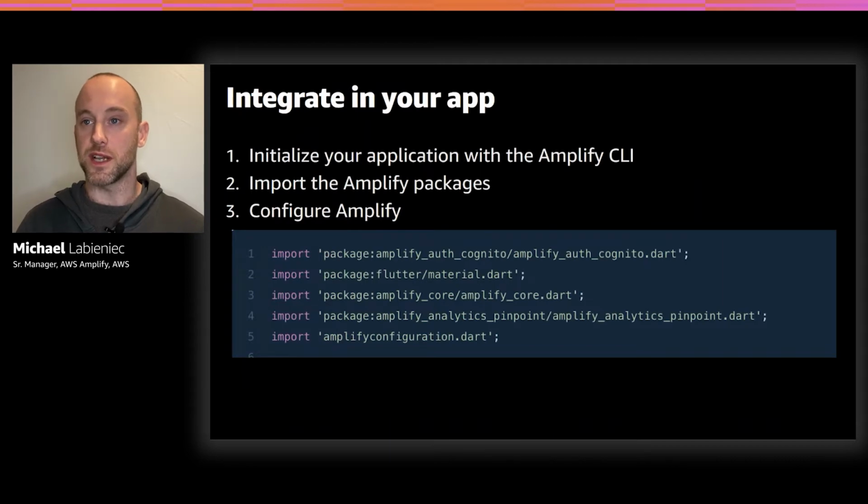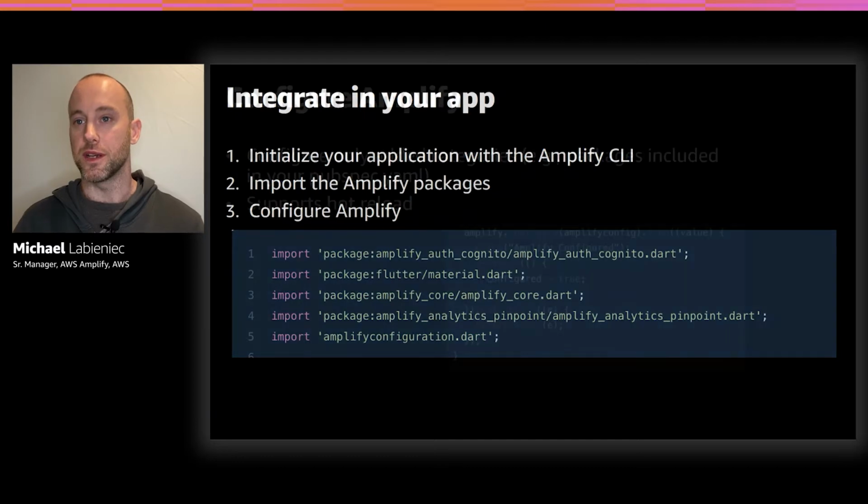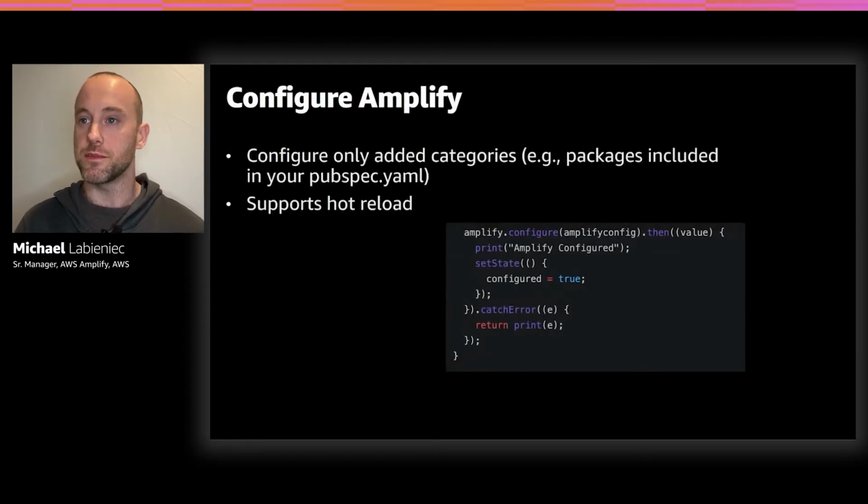You can initialize your application with the CLI to get your AWS backend bootstrapped. You could then import the packages, as you see in this example, and then you can configure the packages. It follows a very similar model to other platforms, including native iOS and Android, JavaScript. Once you import them, you can run a simple Amplify configure method.